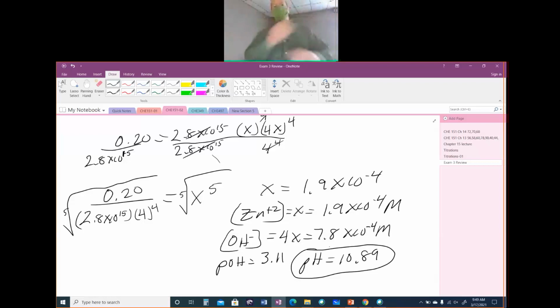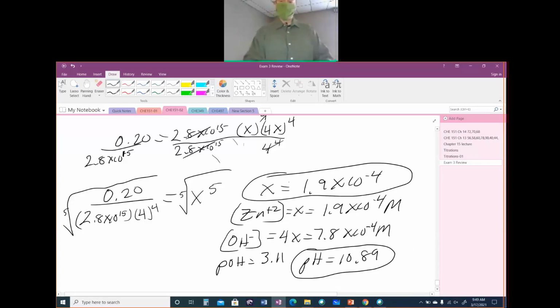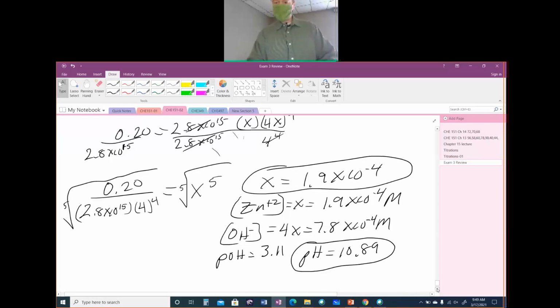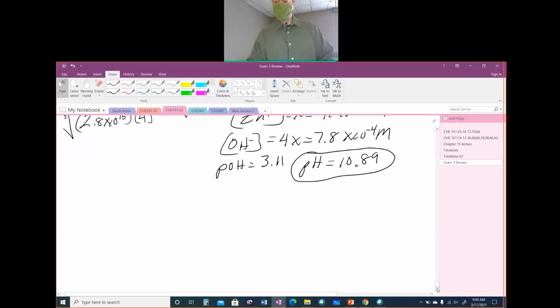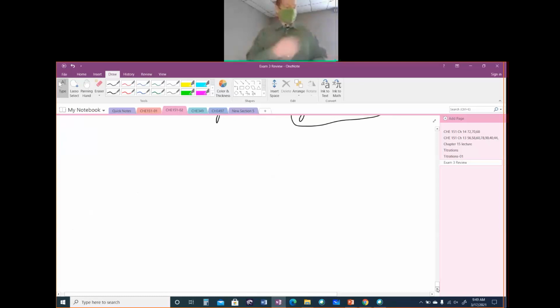Again, if you do that in reverse, you get exactly the same answer. You get the exact same x value, 1.9 times 10 to the minus 4. You would get the same OH concentration and the same pH. So if you prefer to work with small k values, you can reverse it, and you will have your small k value. All right, that was 64, 66.